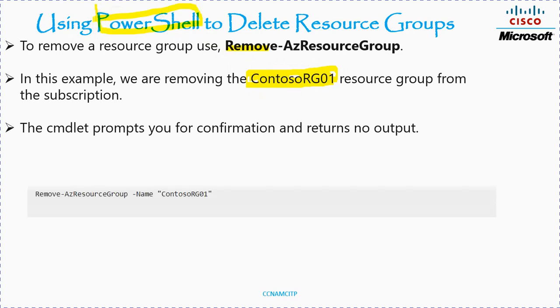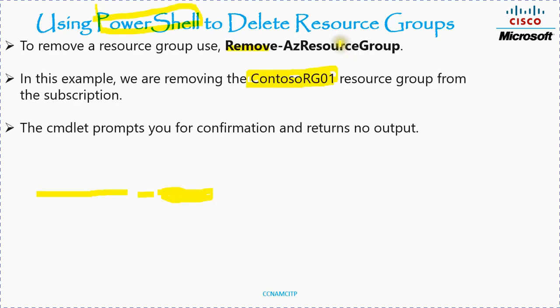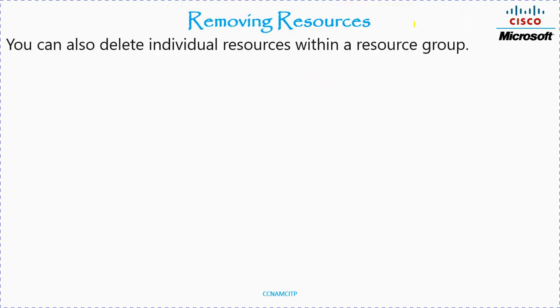I will show you one picture here. This is the command you have to run: remove resource group, hyphen name, and then in inverted commas the resource group name, and you have to press enter. Apart from this, we have understood removing a resource group, and you should be very careful while you are learning. Till now we have learned about resource groups, and now we are going to learn about removing resources.